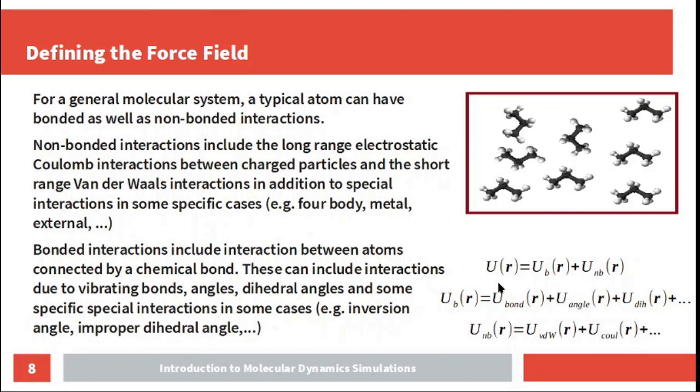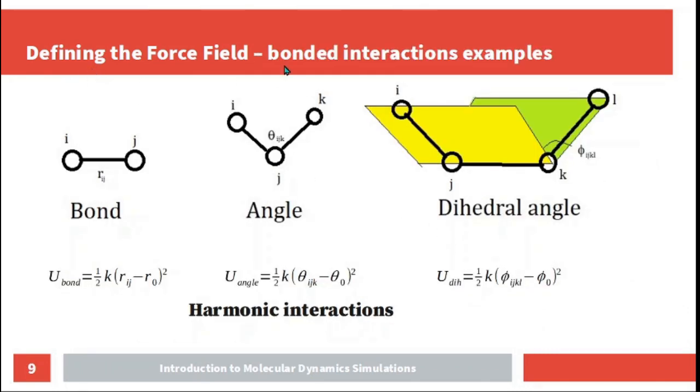So in general, interaction can be bonded or non-bonded. Bonded interactions can include bond distances, angles, dihedral angles, whereas non-bonded interactions can include van der Waals interactions and electrostatic Coulomb interactions. A bit more about bonded interactions. So, for example, as we said earlier, bonded interactions can include bond, that is, this distance can vary, and this type of interaction can sometimes be defined as harmonic interactions.